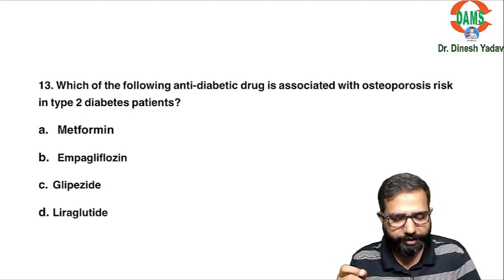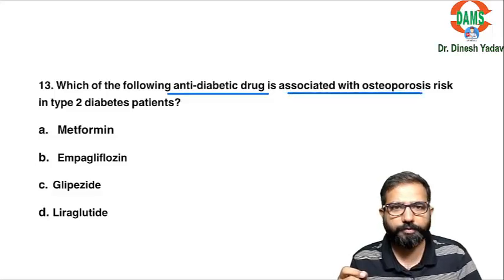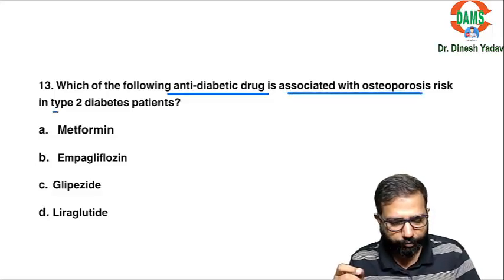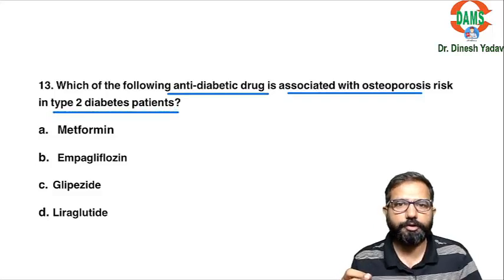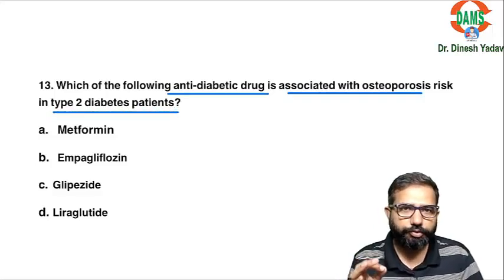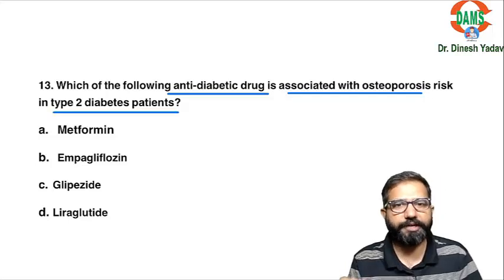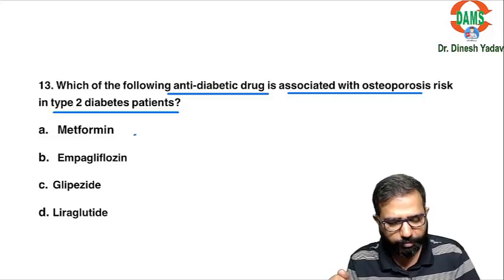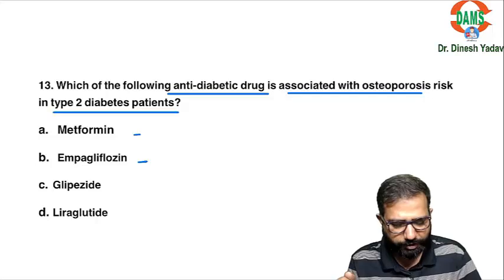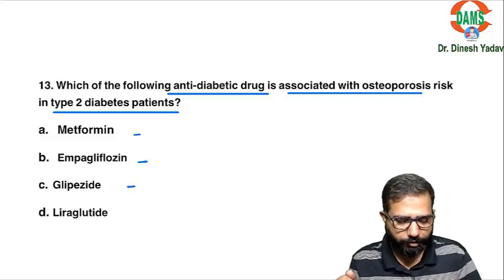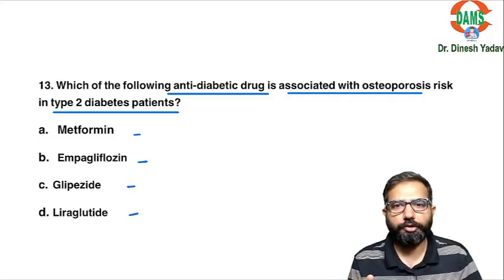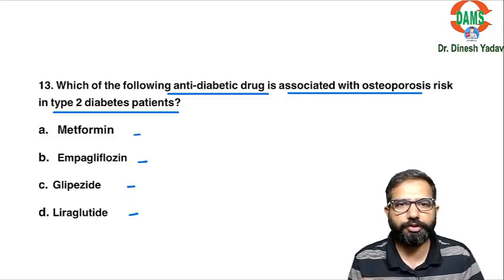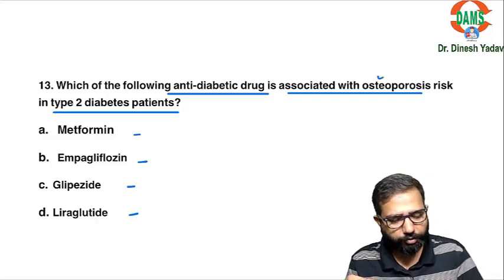Which of the following anti-diabetic drugs is associated with osteoporosis risk in type 2 diabetes patients? First we need to see which is used for type 2. Metformin, a biguanide, is used in type 2; empagliflozin, type 2; glipizide, a sulfonylurea, type 2; liraglutide is a GLP-1 agonist, type 2. So all these drugs are used for type 2 patients. This drug is associated with osteoporosis.